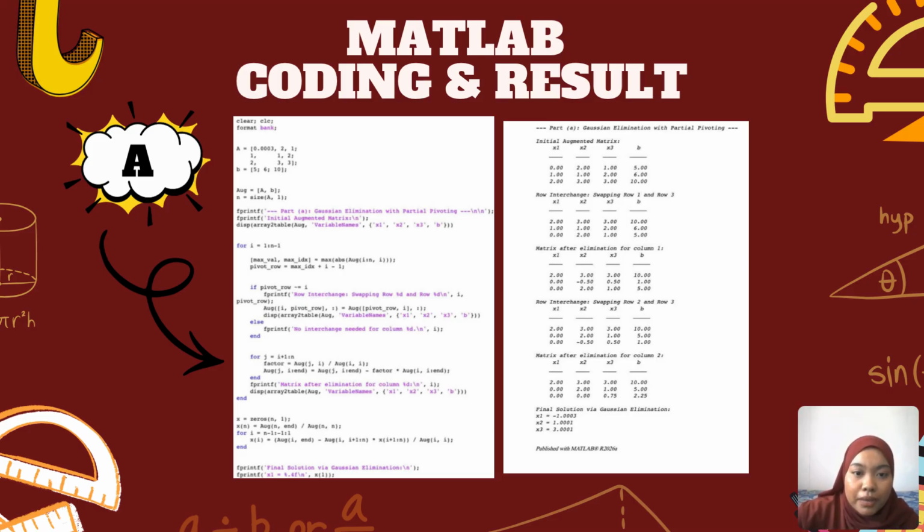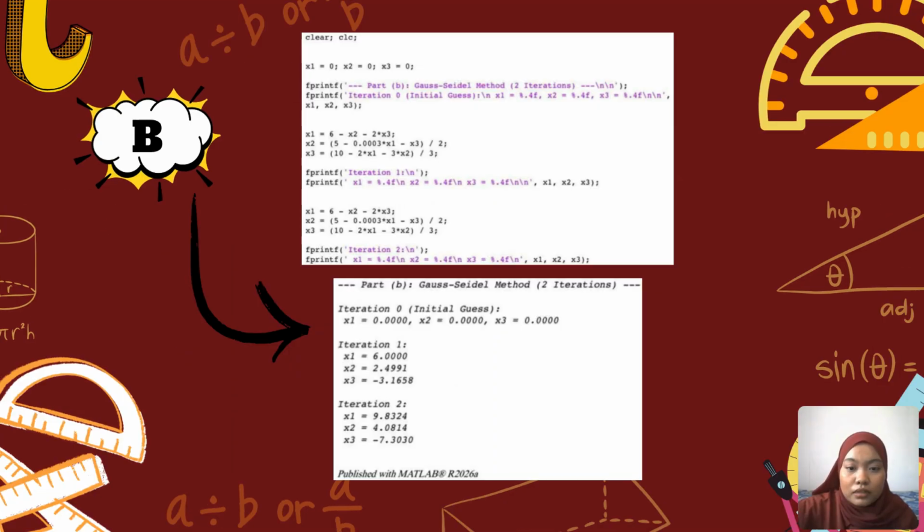Next, I will present the MATLAB coding and result for question A. MATLAB was used to verify the manual calculation obtained using the Gaussian elimination method with partial pivoting. After running the program, the solution obtained was consistent with the manual calculation. The results were x1 equal negative 1.0006, x2 equal 0.9993, and x3 equal 3.0011. Therefore, the MATLAB result confirmed the accuracy of the manual solution for question A.